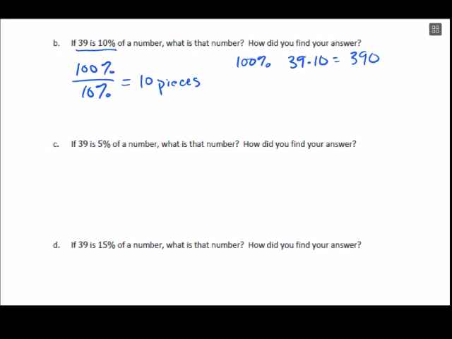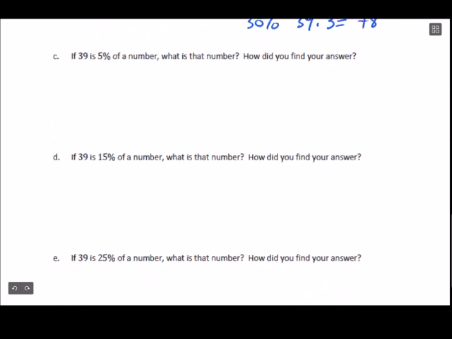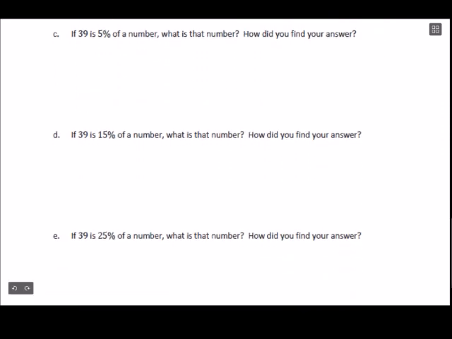If I want to find 70%, I take 39 times 7, because there's 10 pieces in 70%, and that is 273. If I want to find, let's say 30%, how many 10s are in 30%? 39 times 3, and that is 78. 10's pretty easy. Let's look at 5s.